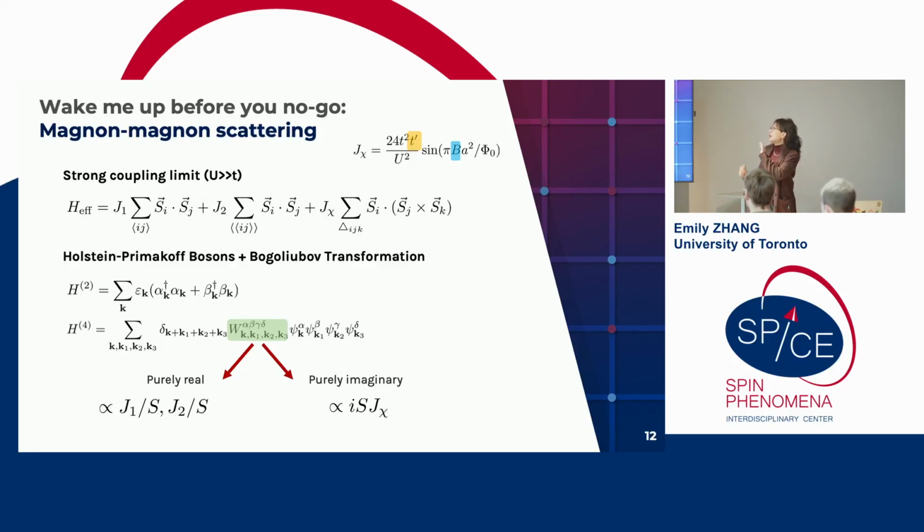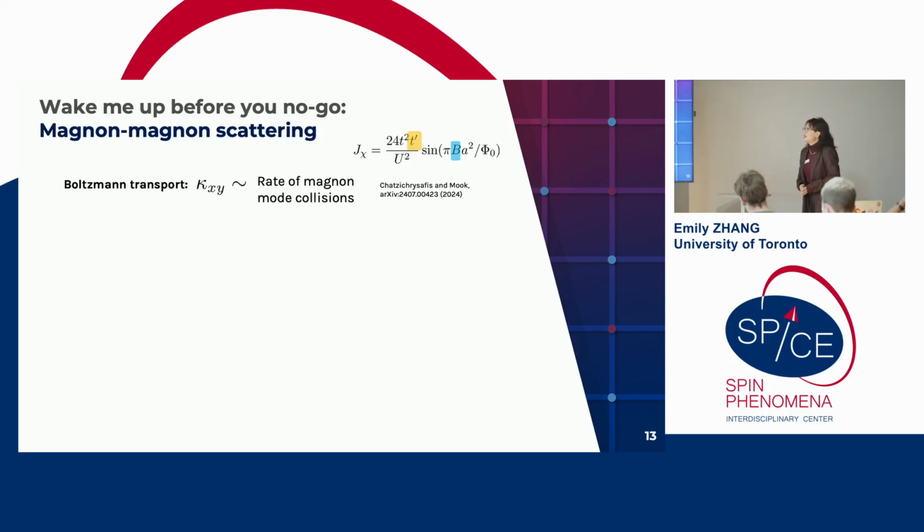And you see that the interaction term has two types of vertices. The first type is purely real, which is proportional to the J1 and J2 in higher orders of linear spin wave theory, up to 1 over S. And the second type is purely imaginary, which is proportional to S times J chi. And this is heavily inspired by the formalism used by Alex and his student. These are heroic calculations where they calculated the Boltzmann transport for a different system, a ferromagnet. And you can essentially relate the thermal Hall conductivity to the rate of magnon mode collisions.